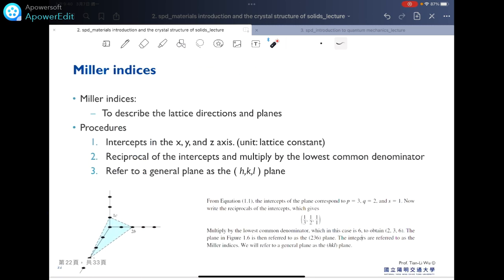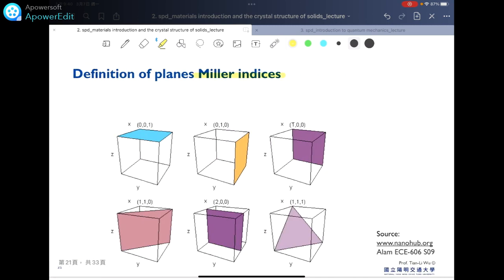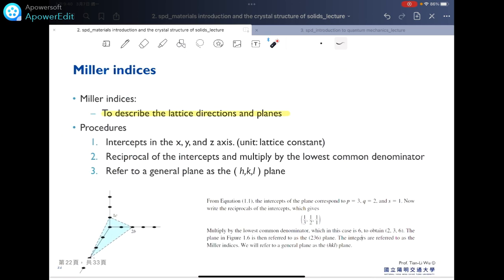So basically the idea of the Miller index is to describe the lattice direction and plane. We are trying to have a way to tell us the name of this plane and the names of these directions. The procedure is pretty simple. First, we find the intercepts on the x, y, and z axes with a unit lattice constant.